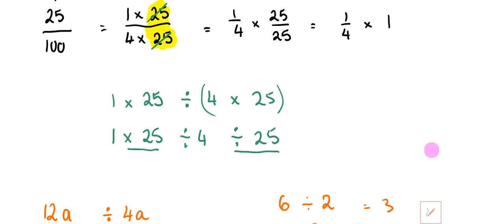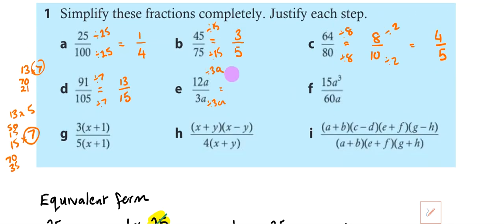So when we go up here, if we divide by 3a, that's not a problem. But we are left with 4 and 1, or just 4.